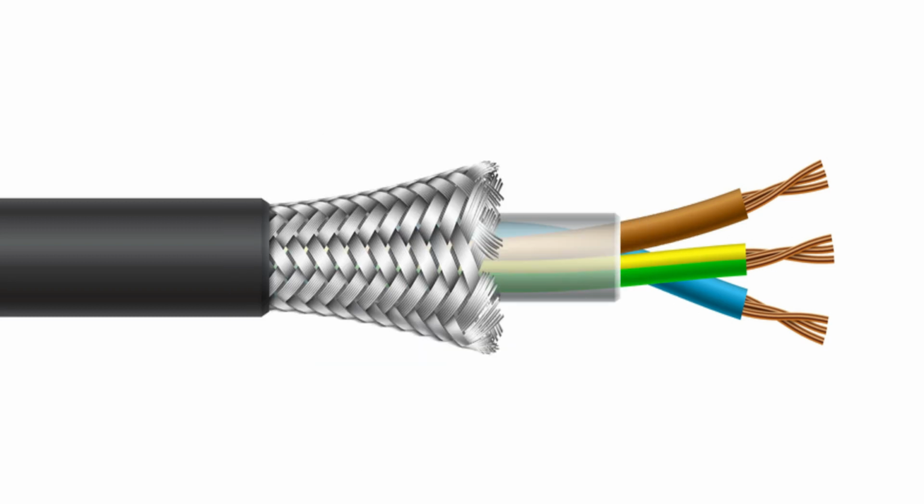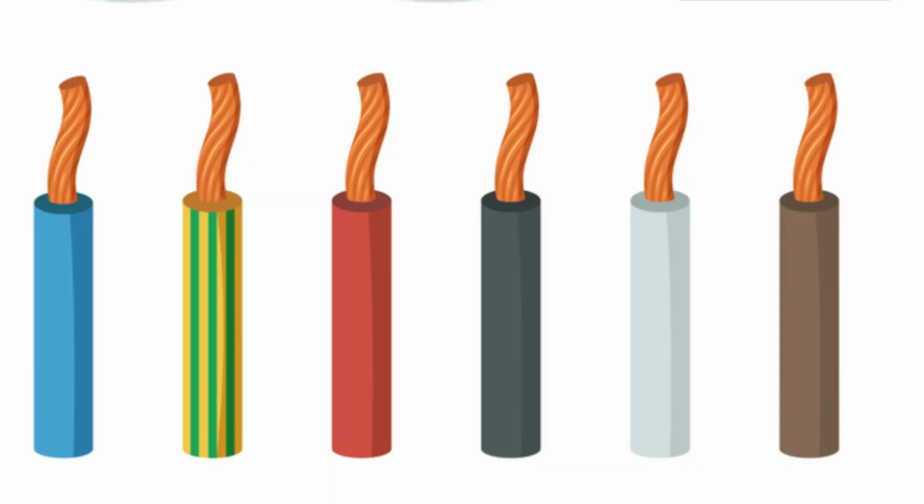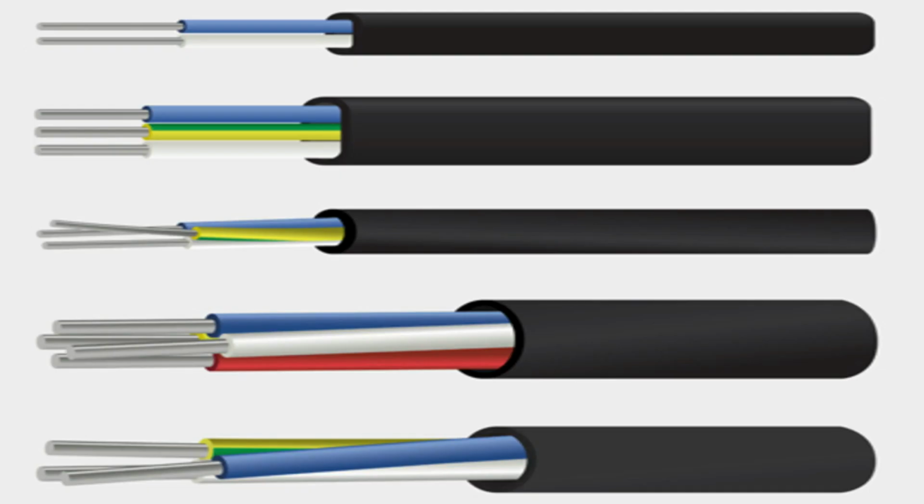The last classification of cables is according to their core numbers. We can have a cable be a single core or a multiple core cable. The multiple core cables can be 2, 3, or 4 cores.